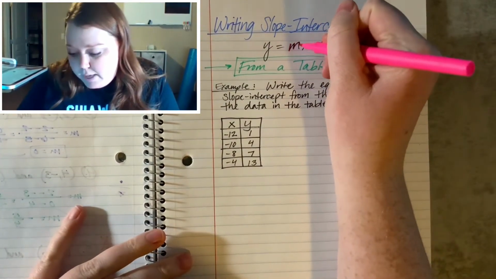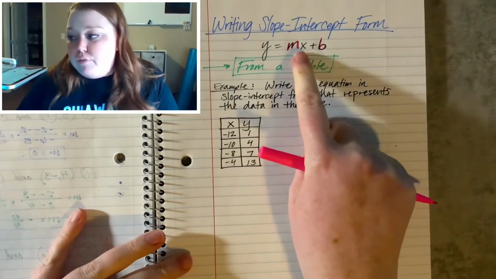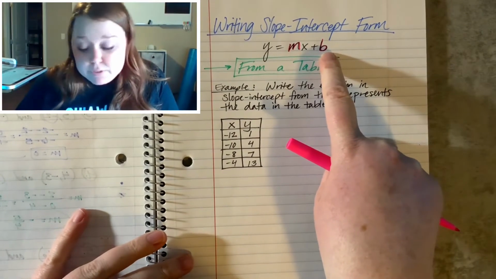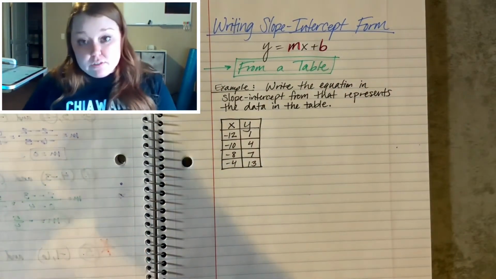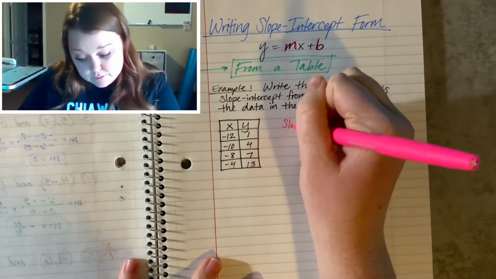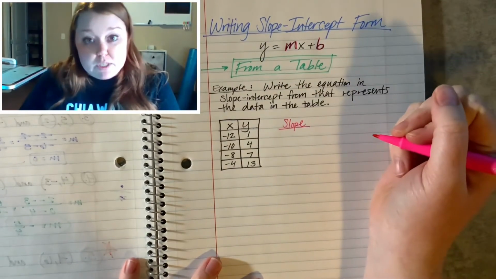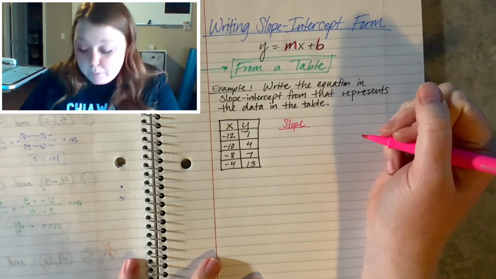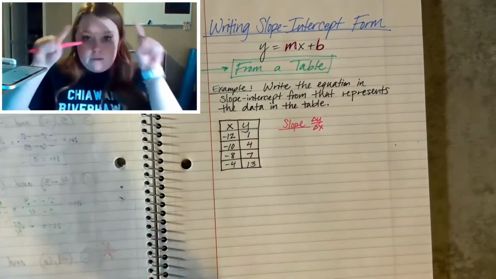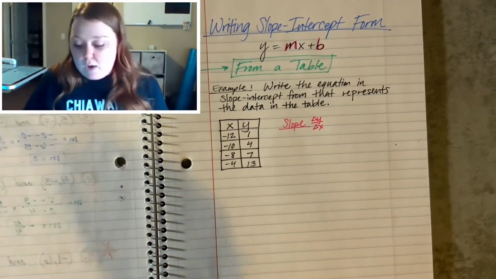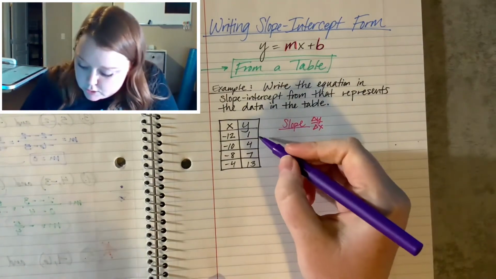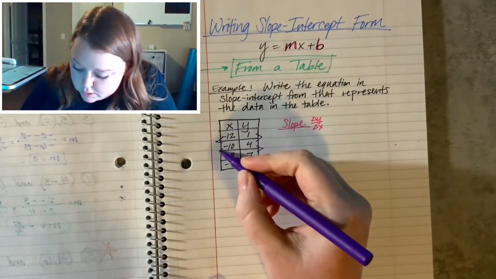So what do I need to know to write something in slope-intercept form? I need to know m and b, meaning I've got to figure out the slope and the y-intercept. Well, finding slope from a table, have I taught you that? Better say yes. We did that way back in December. That was change in y over change in x. It's the same way of seeing if it's linear. So that's how we're going to start this. Change in y over change in x. I do all of these.